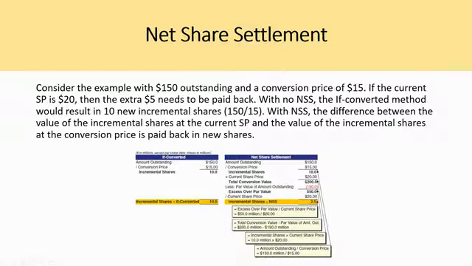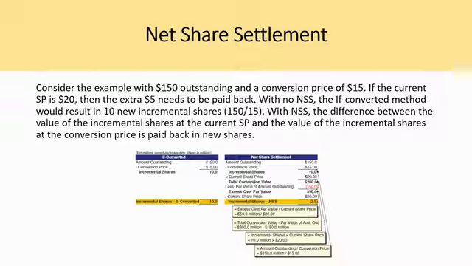Under the net share settlement method, that would be the amount of shares issued. And so as you can see, it's less dilutive relative to the if-converted method, where we're just assuming that all incremental shares are issued. Whereas with the net share settlement, you are calculating the difference between the conversion price and the current share price, and that's what's being paid back in total value terms, right?